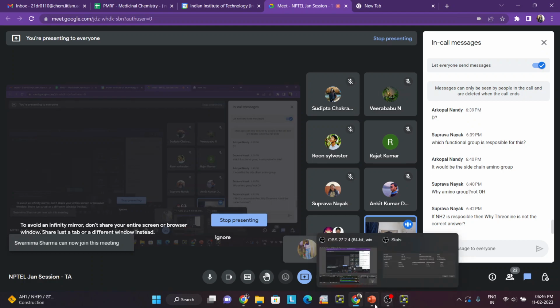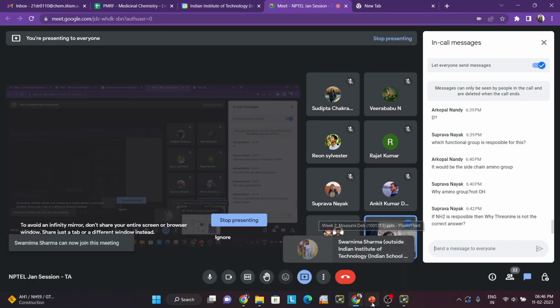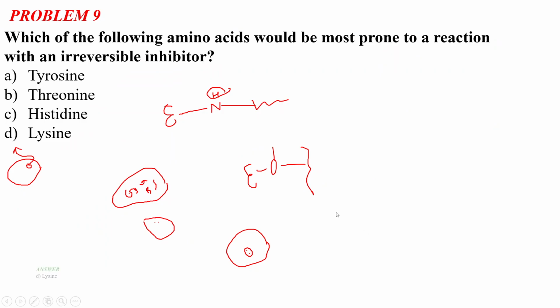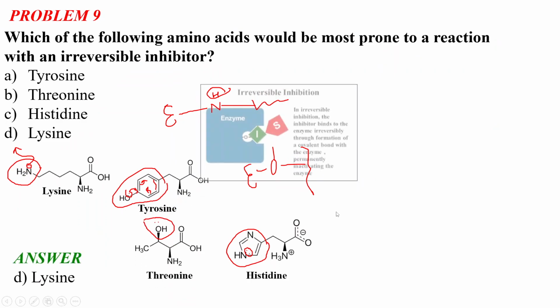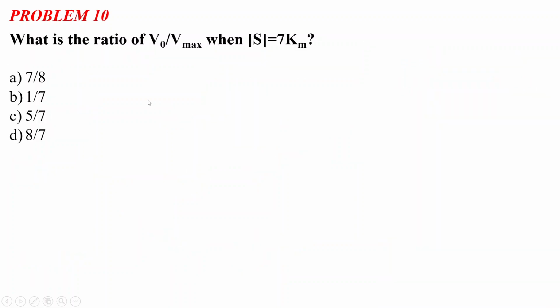So, I want all of you to answer this question, the mathematics part. Okay. What is the ratio of V0 by Vmax when S is equal to 7 Km? Just take 2 minutes, it is a very easy question, easy math, and try to solve this.